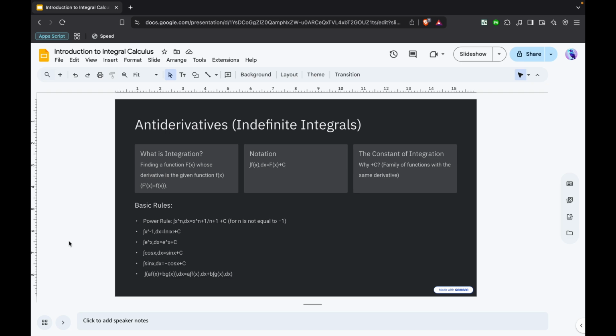Now, the integral of e to the power of x dx is e to the power of x plus c, because the integral and the differentiation of e to the x are the exact same. The integral of cosine of x is sine of x, the integral of sine of x is negative cosine of x, and if we have a constant a times f of x plus a constant b times g of x dx, you can split those two and also bring the constants outside of the integral.